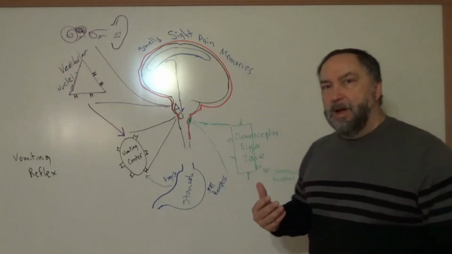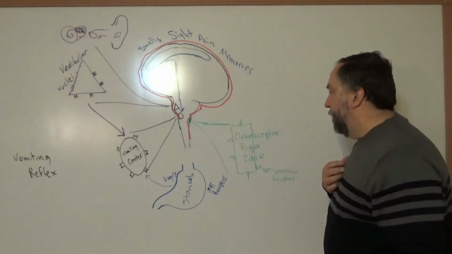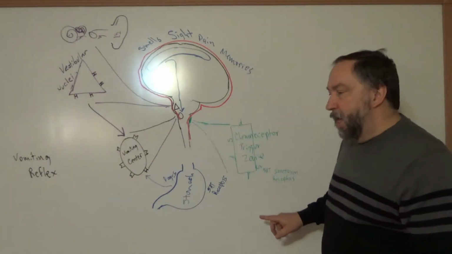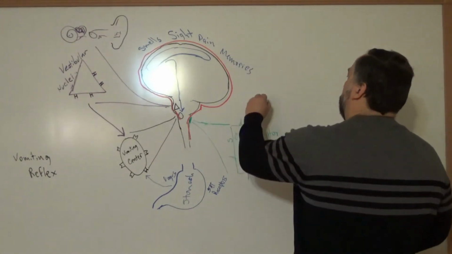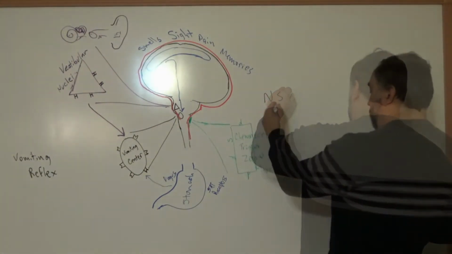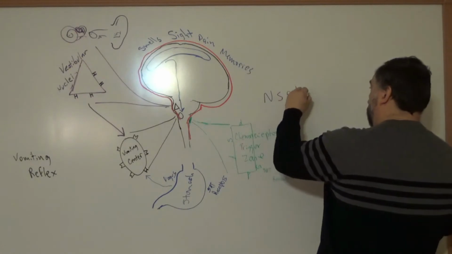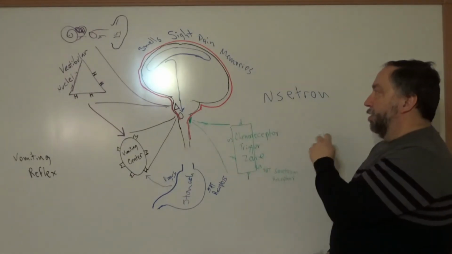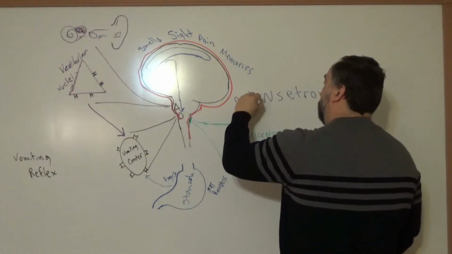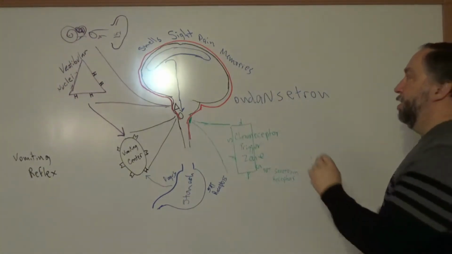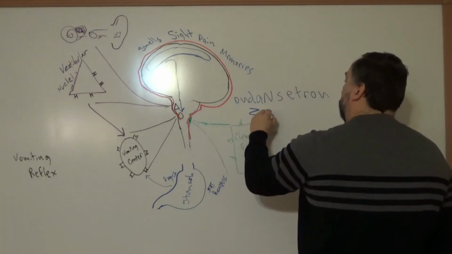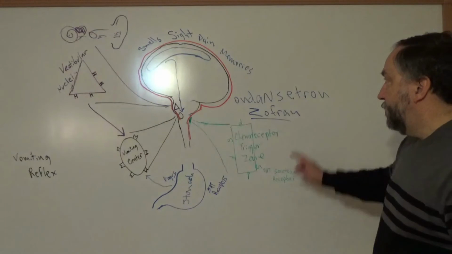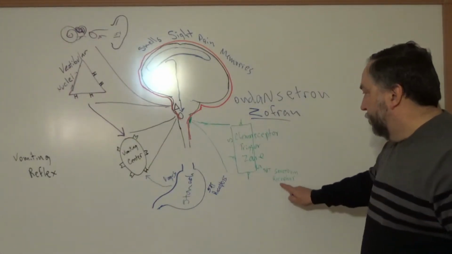Now we also have another real popular type of anti-nausea medicine, and that is the 5-HT serotonin receptor blockers. And these guys end in -setron, S-E-T-R-O-N, right? So the big one is on here, ondansetron, O-N-D-A, ondansetron. And the most common brand name is Zofran. So ondansetron is a 5-HT serotonin receptor blocker.